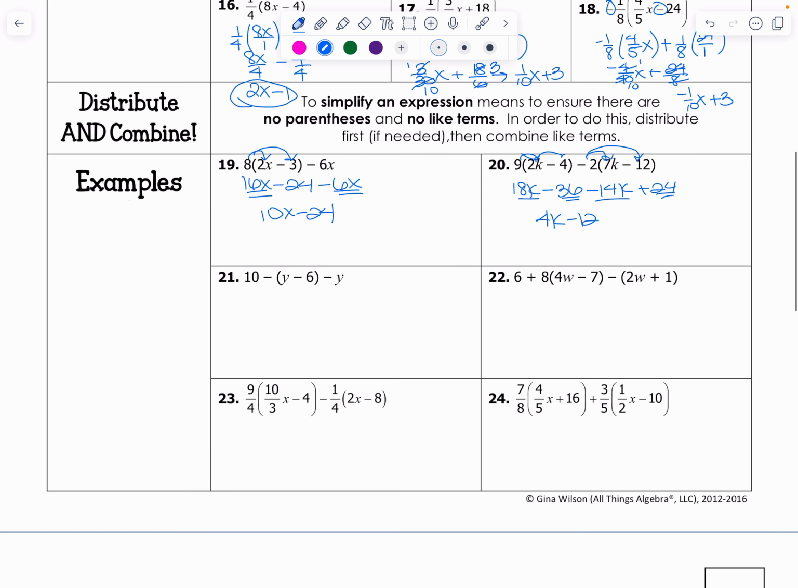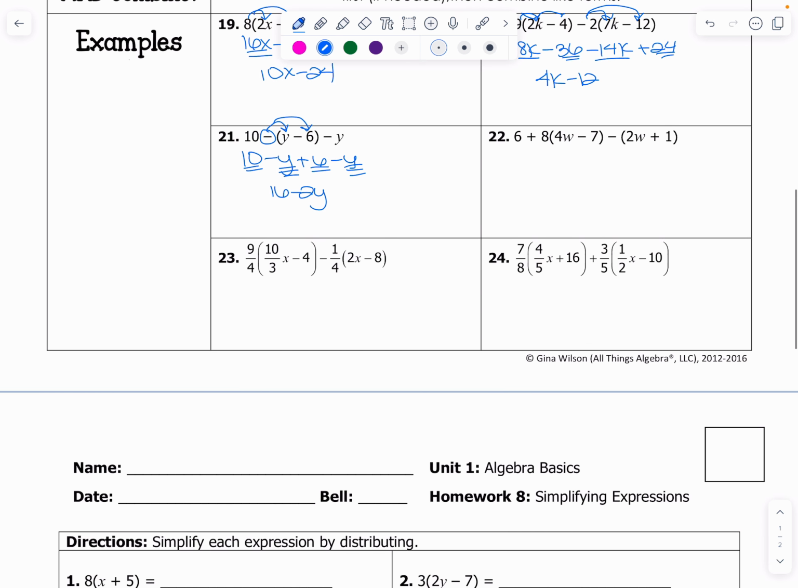Okay. Here, I'm going to distribute my negative. Goes in, so I have a 10, and then a minus y, a plus 6, and a minus y. So then I get a 16, right? And then my 2 negative y's gives me a -2y. Now they get a little trickier. Let's do some fractions before we end this lesson.